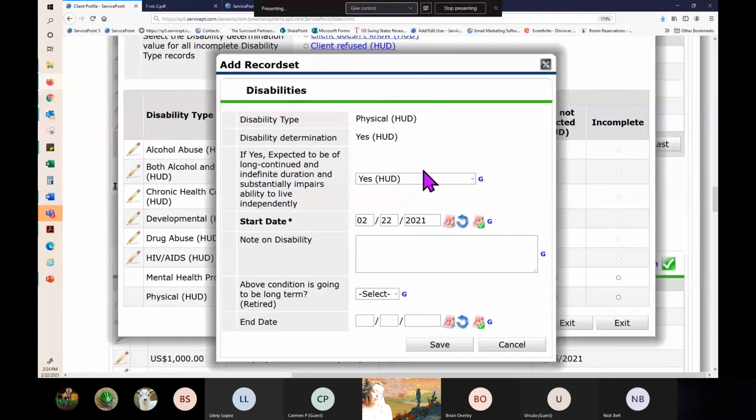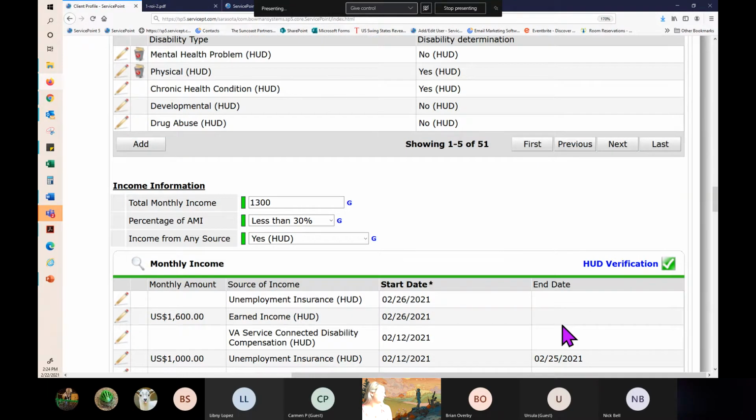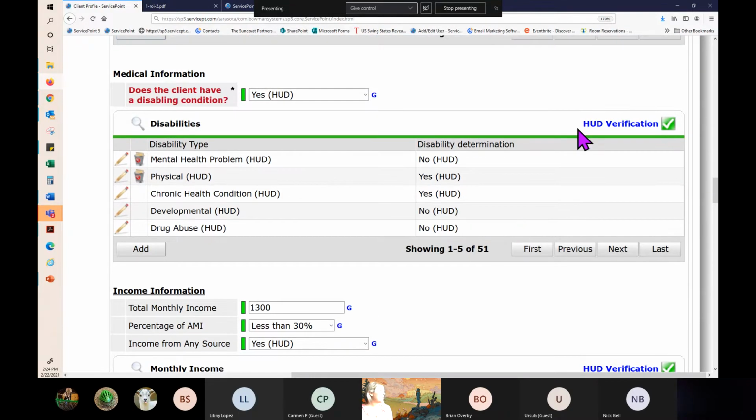If yes, is it expected to be long continued, indefinite duration, and substantially impairs the client's ability to live independently? Again, basic yes or no question, either self-attestation on how the client identifies. From here, we're going to save and save and exit. Up here, now we know that yes, the client does have a disabling condition, but we know that because we asked the questions. We know that because that's how the client responded to us.